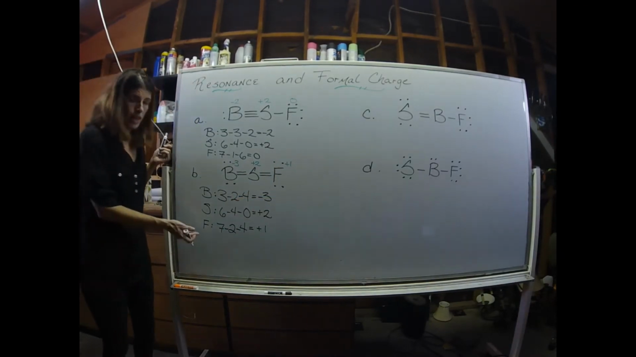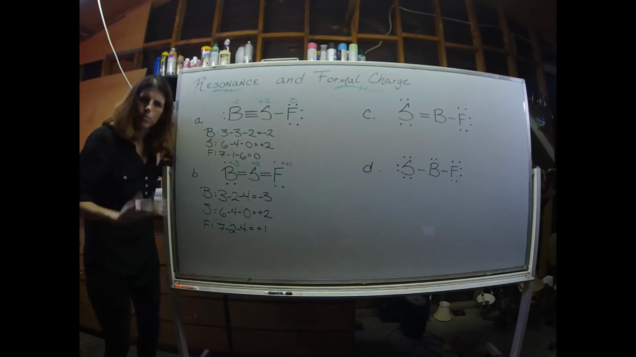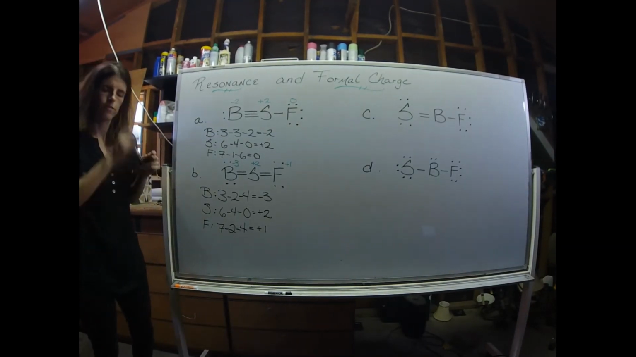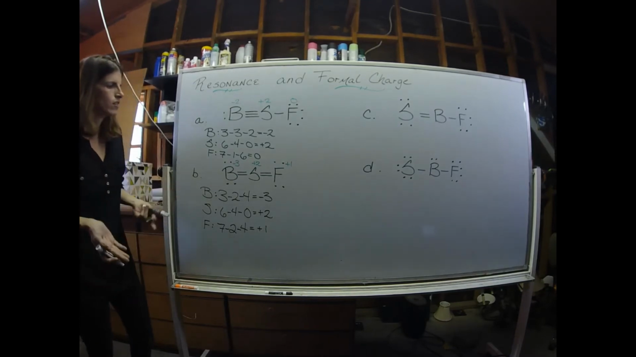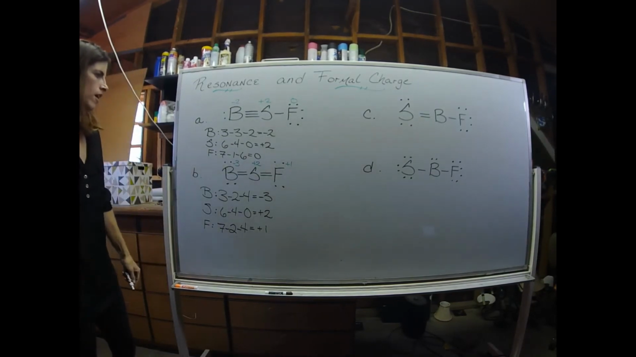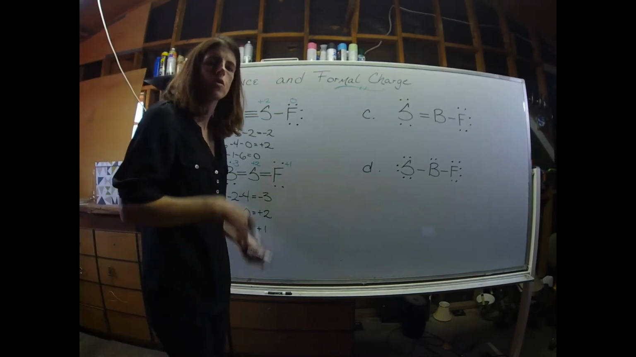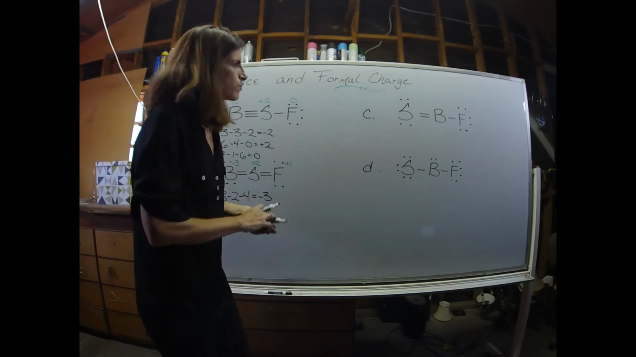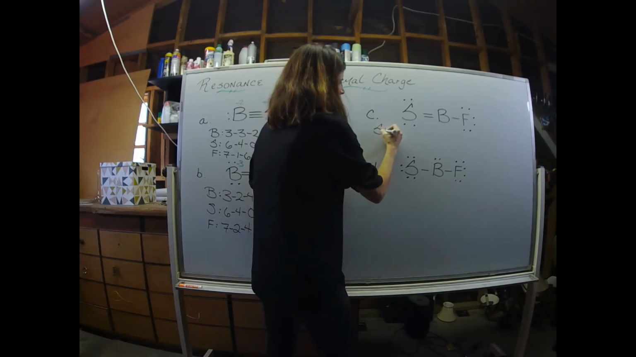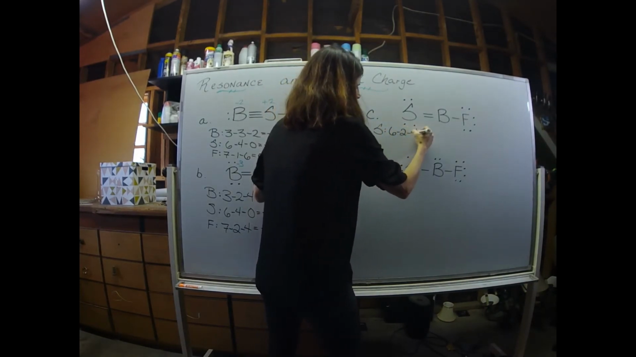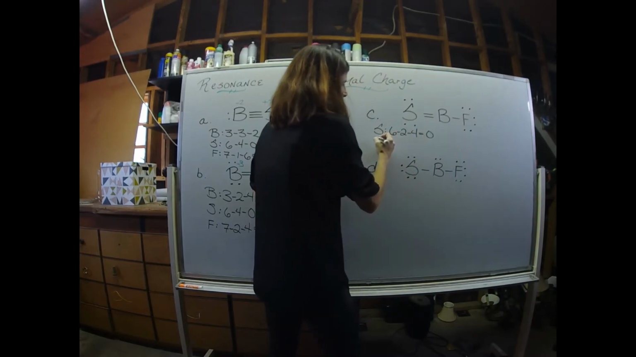I especially don't like in this structure that my fluorine has a +1 charge. Fluorine, it is the most electronegative atom on the periodic table, right? So what is it doing with a +1 charge? Let's just keep on moving though and see if we came up with a better structure or a better isomer over here. Sulfur, I'll do 6 minus 2 lines minus 4 dots, and that's going to give us a 0.